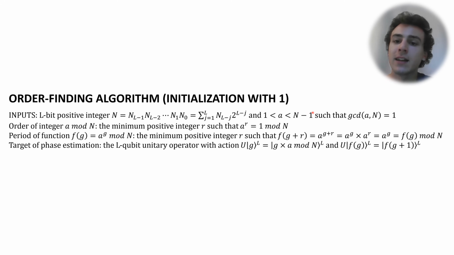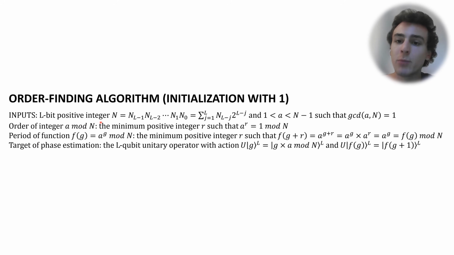Now, let's define some terms. The order of an integer, a mod n, is the minimum positive integer labeled by r, such that a to the power of r is equal to 1 mod n. We're dealing with modular arithmetic over here. So this is a term that we're defining. And this term, order, shows up in the name of this algorithm. What are we trying to find with this algorithm? It is the order. And the order of what? We're looking for the order of the integer a mod n.